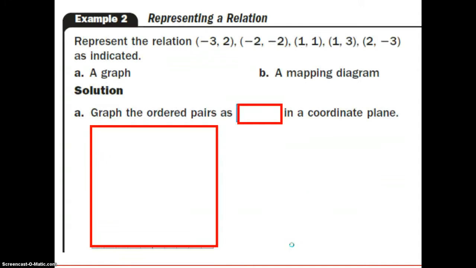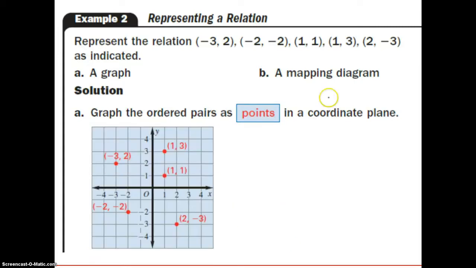In example 2, represent the relation, and this is a list of ordered pairs, as indicated. First, we're going to graph them. So we're going to graph the ordered pairs as points in a coordinate plane. Remember to do this, the x always comes first, so I go over -3, up 2. Then -2, down -2. Again, the x comes first, then the y. 1, 1 is here, 1, 3 is here, and 2, -3 is there.